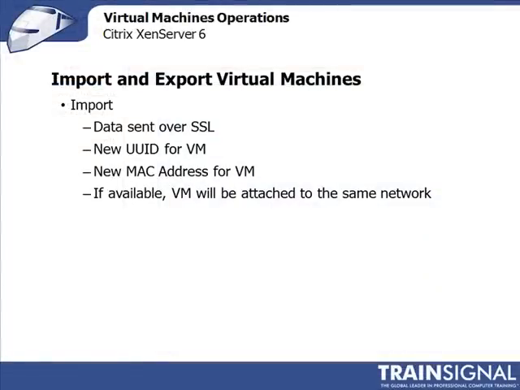Import and export virtual machines. The import process allows data to be sent over SSL, so the data is going to be secure. As part of the import process, it's going to create a new UUID for the virtual machine. It's going to create a new MAC address for the virtual machine. And if available, the VM will be attached to the same network. So if you're importing a virtual machine from another XenServer in the environment, and the network is configured, it's going to try to connect to the original network of the virtual machine. If not, then it will fall back to the default configuration.